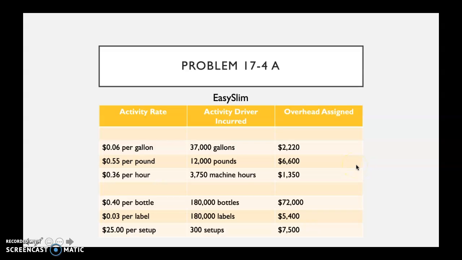Next, we're going to do the exact same thing with the Easy Slim problem. We're going to take that activity rate that we found using the first table and multiply it by the Easy Slim activity drivers incurred. So these were a lot higher. The liquid materials incurred, we used 37,000 gallons, 12,000 pounds of dry materials, 3,750 machine hours, 180,000 bottles and labels, and 300 setups. Multiply these amounts across and you get the following assigned overhead amounts.